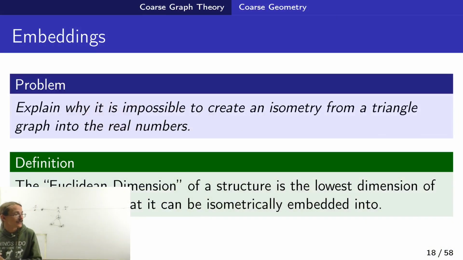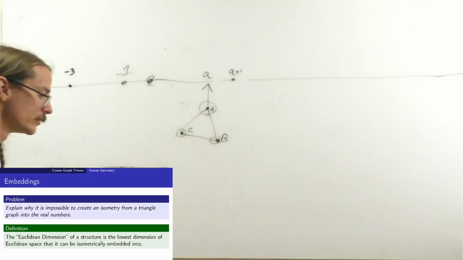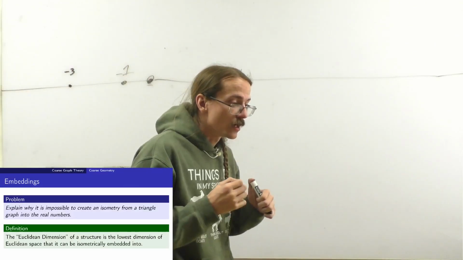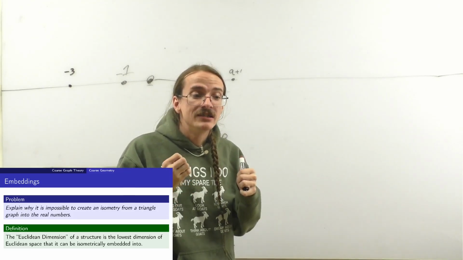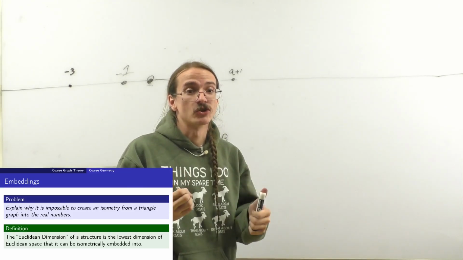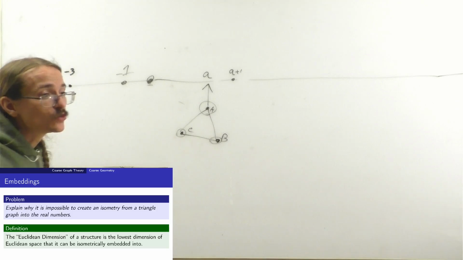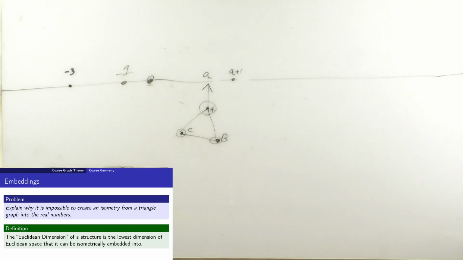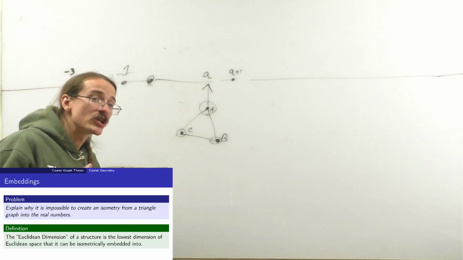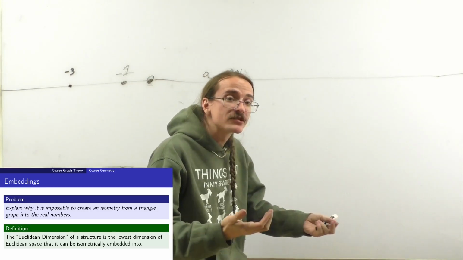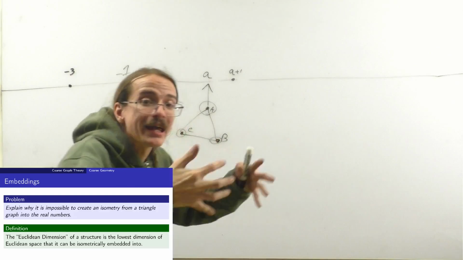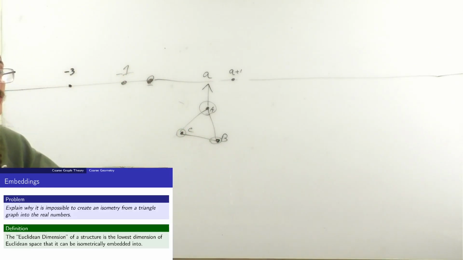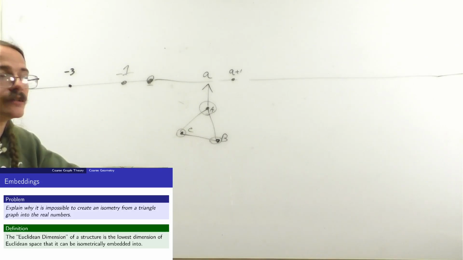Down at the bottom, we have a very meaningful definition that I'm not going to dig into nearly as deeply as it deserves. The Euclidean dimension of a space, the Euclidean dimension of a structure, is the smallest Euclidean space we can embed it isometrically into. So what's an embedding? I think that's defined on the next slide. We'll get to it when we talk about it.